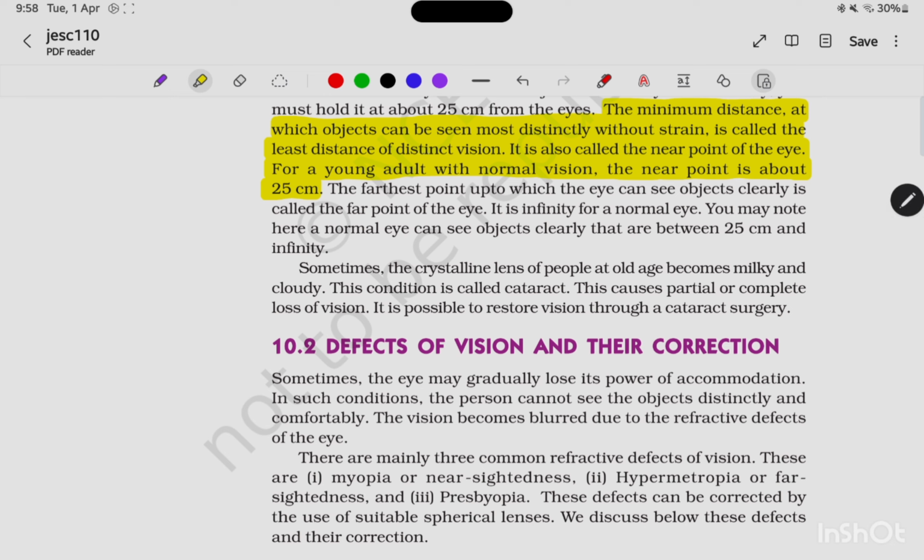The furthest point up to which the eye can see objects clearly is called the far point of the eye. It is infinity for a normal eye.